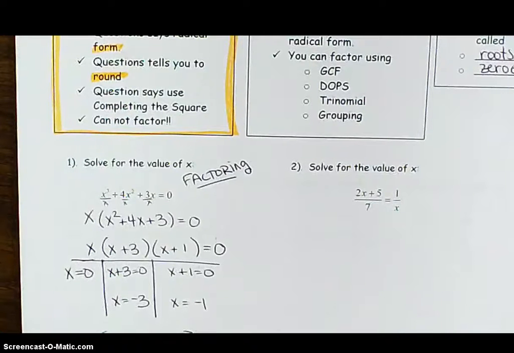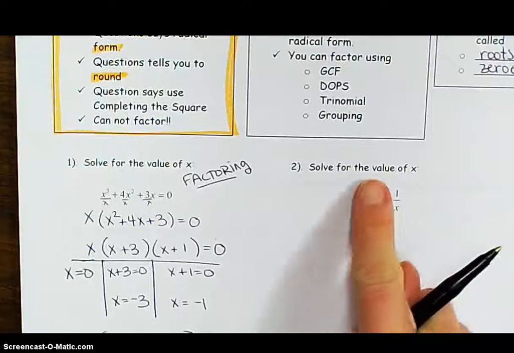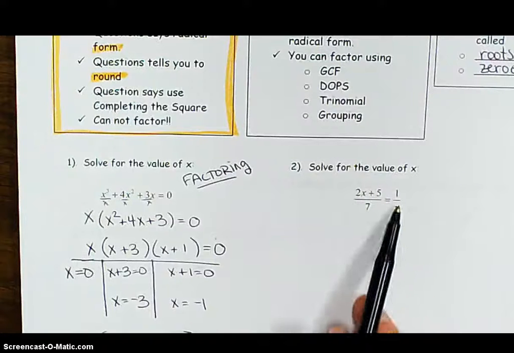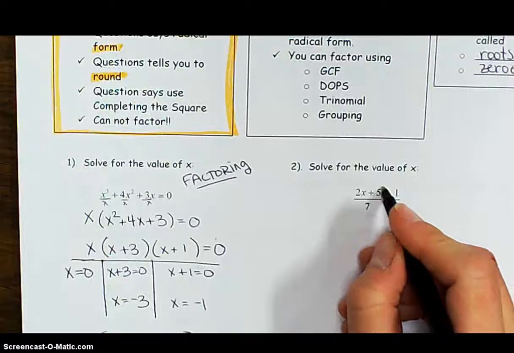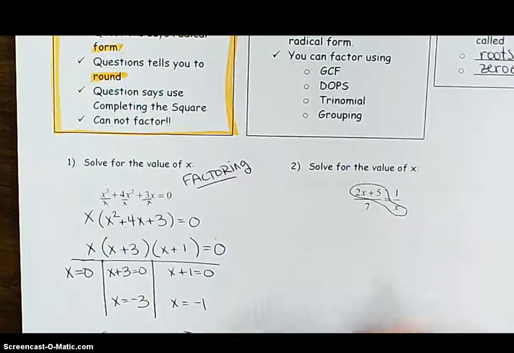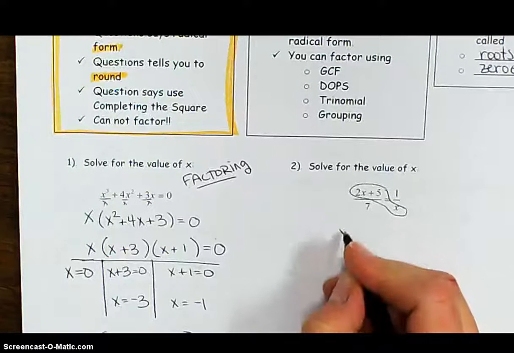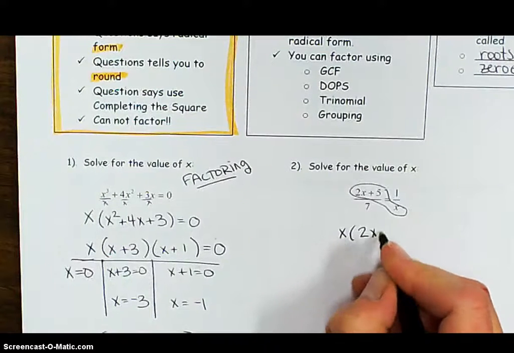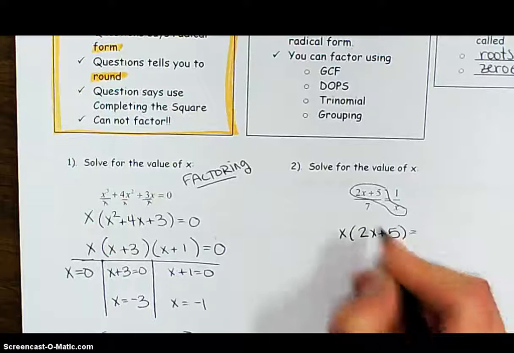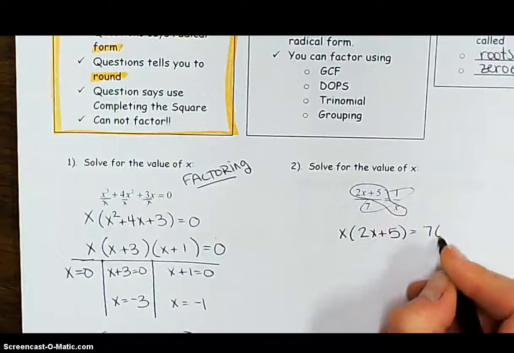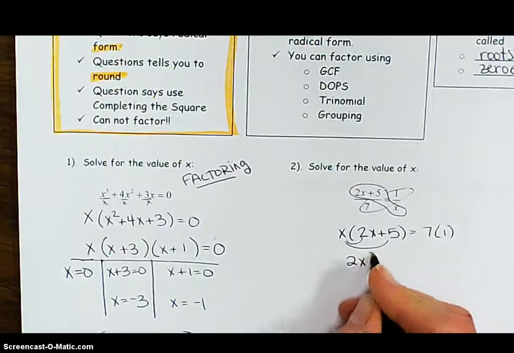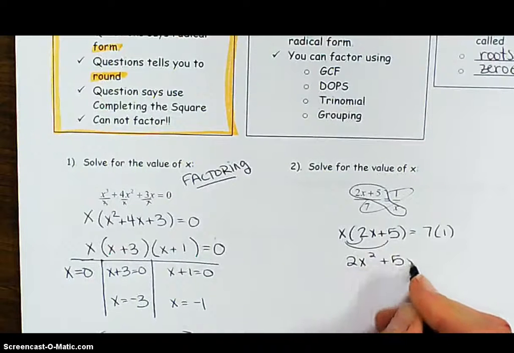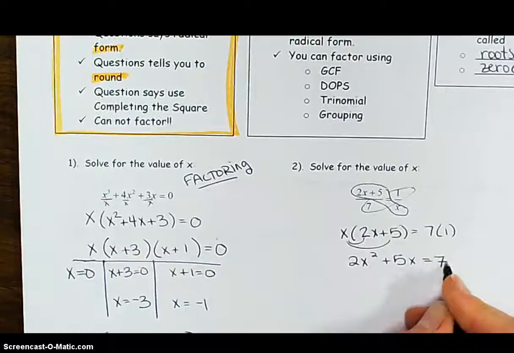All right, let's take a look now at number 2. Solve for the value of x. Well, let's just actually start solving this one, because I really don't know what we have to do yet. So let's take a look. So here with fraction equal to fraction, we're going to cross multiply. So x times 2x plus 5 is equal to 7 times 1. So now we're going to distribute. 2x squared plus 5x is equal to 7.